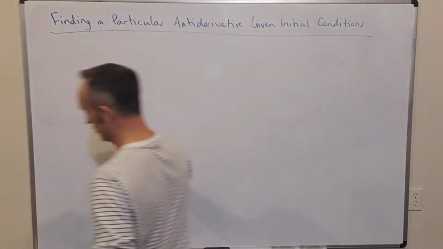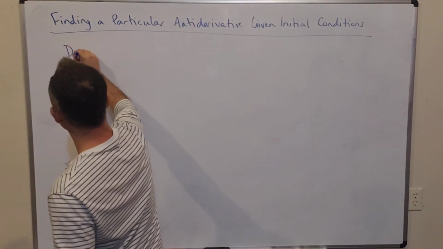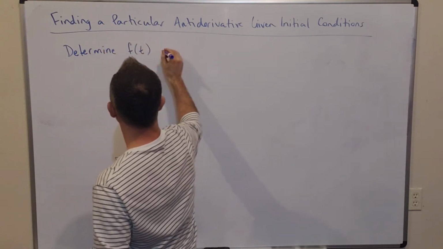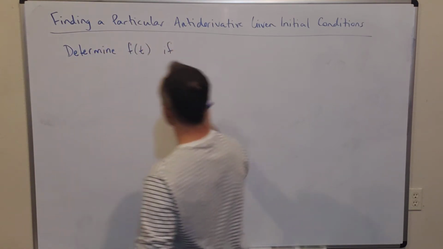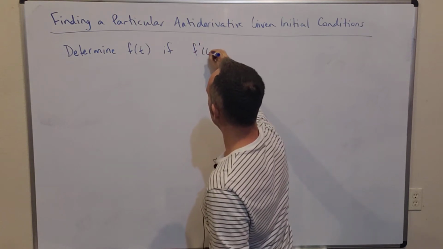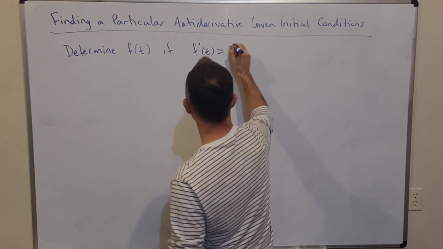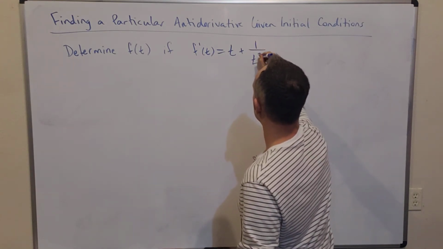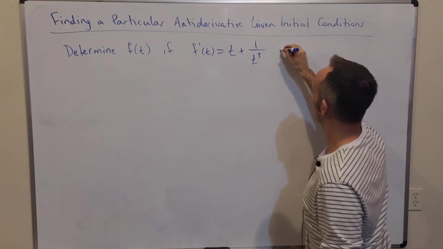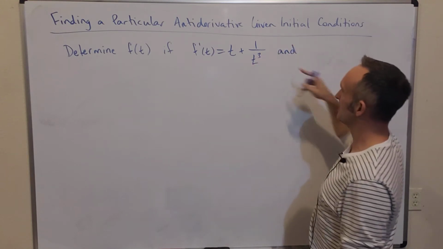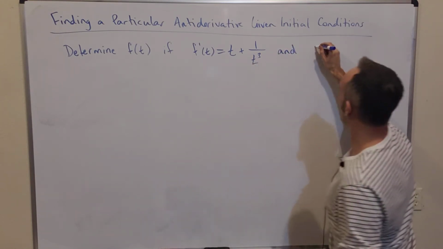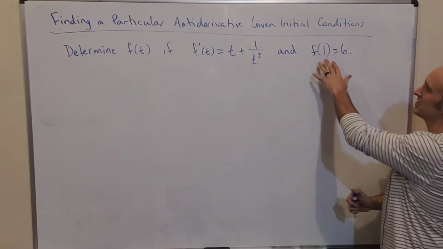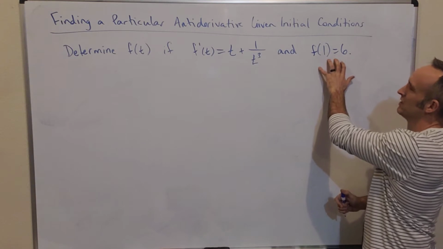So let's jump right into an example where we want to determine a function, let's say f of t. Determine f of t if f prime of t equals t plus 1 over t to the third power. And we have this other condition that f of 1 equals 6. And so this is what we call an initial condition.